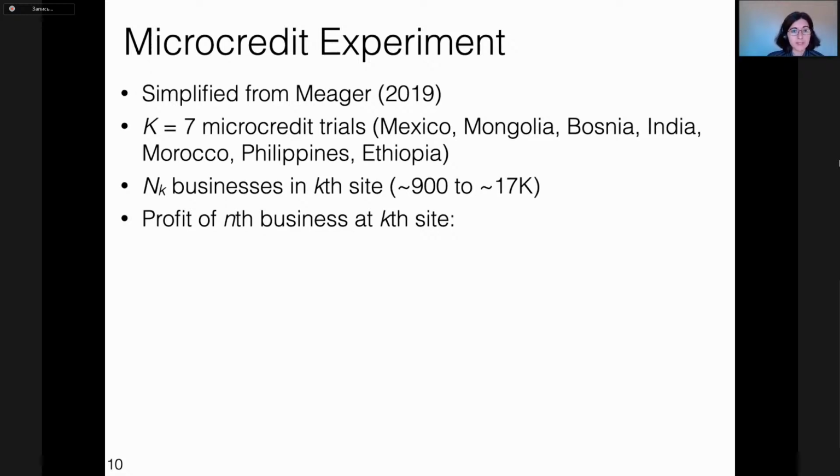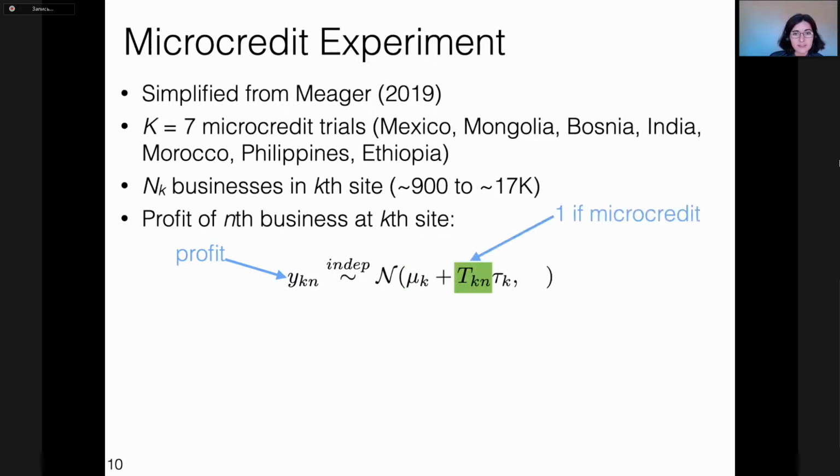And so we're going to look at the profit of the nth business at the kth site. And so here we can call the profit y_kn, again, for the nth business at the kth site. And suppose that the profit is normally distributed around some mean that's specific to a site. So this is what you would expect profit to be at a particular site if microcredit didn't exist. And now we want to understand the effect of microcredit. And so we can have a term that consists of first an indicator of whether or not microcredit was given. So these are all randomized controlled trials. And so it was randomly assigned to different businesses, but it's worth keeping in mind, we know the random assignment.